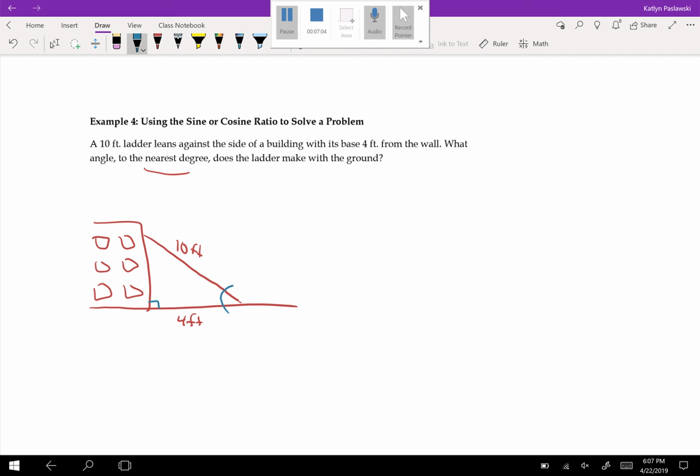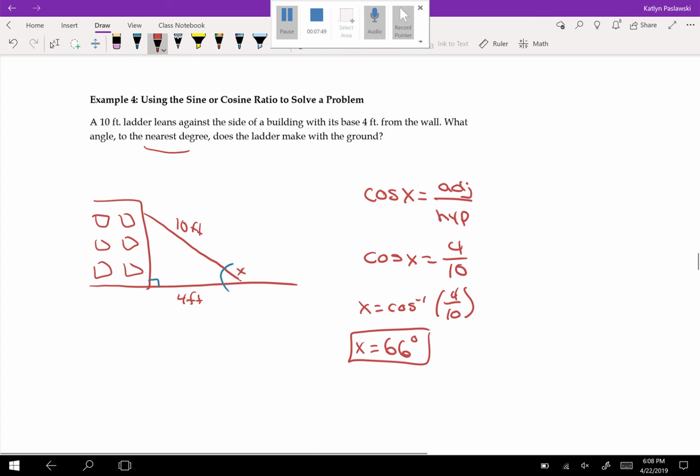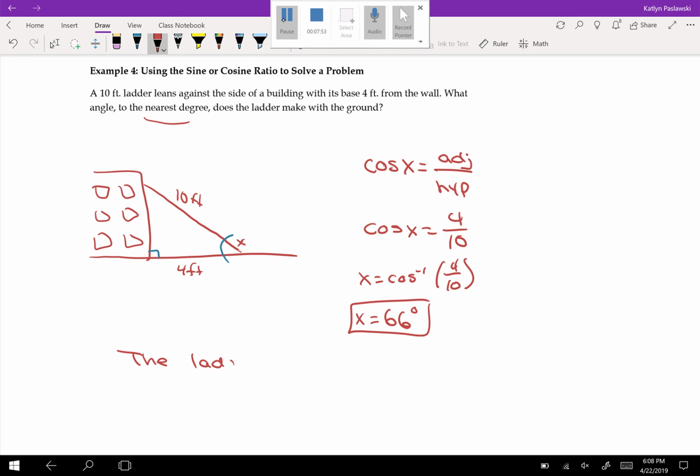Now I need to determine if I'm going to use sine or cosine. If this is my angle that I'm trying to solve, I have the adjacent and the hypotenuse. So in this case, I'm going to be using cos. I'm going to call this angle x. So I have cos x is equal to the value of adjacent over my value of hypotenuse. Cos x is equal to 4 over 10. Solving for an angle, I need to use inverse cos, open bracket, 4 divided by 10, close bracket, to give me an angle of 66 degrees. So the ladder makes a 66-degree angle with the ground.